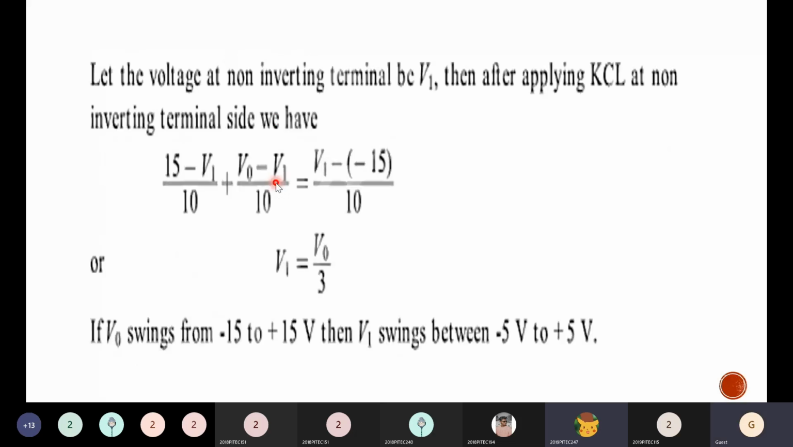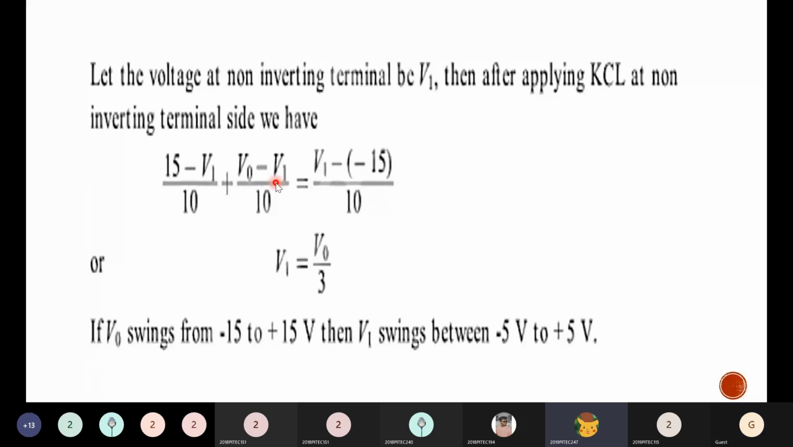And your answer is actually plus or minus 5 volts. If you write the nodal equation, hope you are getting it. Yes, plus or minus 5 volts. Just write the nodal equation at the non-inverting terminal, rearrange, and you will get V1, the potential at the non-inverting terminal, as V0 by 3. But what is V0 given in the question? Plus or minus 15 volts. So divided by 3, it will come to plus or minus 5 volts.